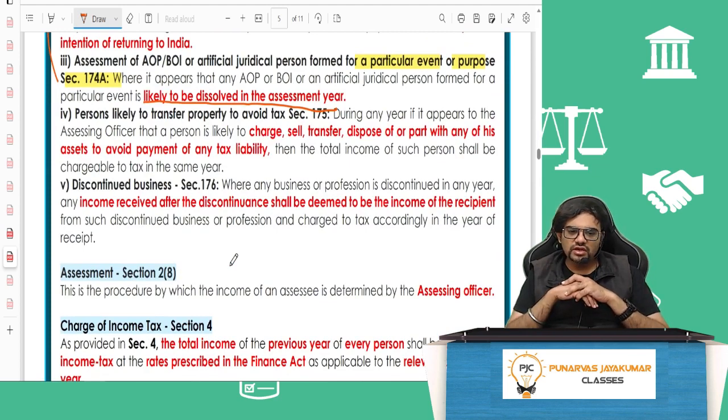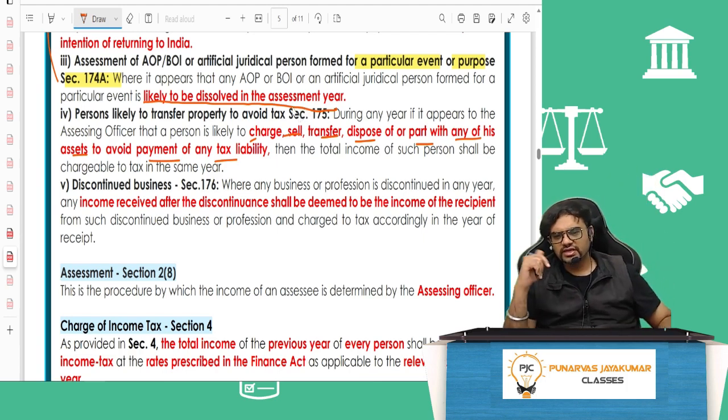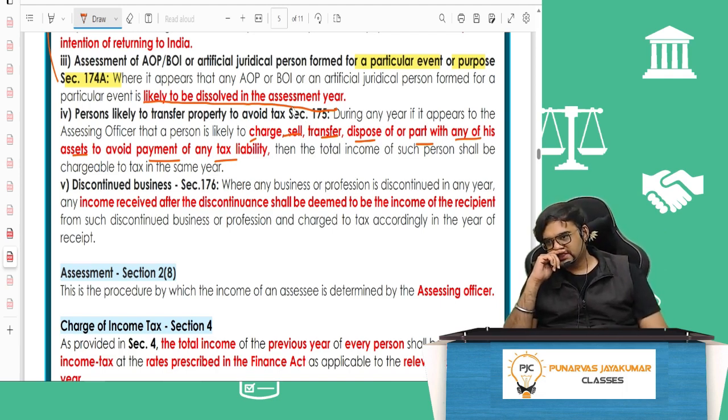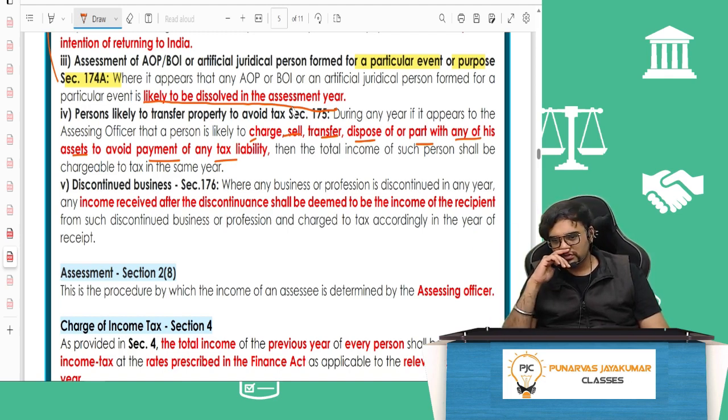Persons likely to transfer property to avoid income tax. During any year, if it appears to the AO that a person is likely to charge, sell, transfer, or dispose of part of any of his assets to avoid payment of any tax liability. I am earning income from an asset. During the year, I will gift it to my daughter. I will transfer it to my relative. Gift taxation we'll see later. But here again, I feel that you are doing it only to avoid tax. So again, the AO may feel that if this is happening, he may tax it that year only, saying, sir, next year I know you will be shifting. The income you already derived, please pay tax and then you do whatever you want.